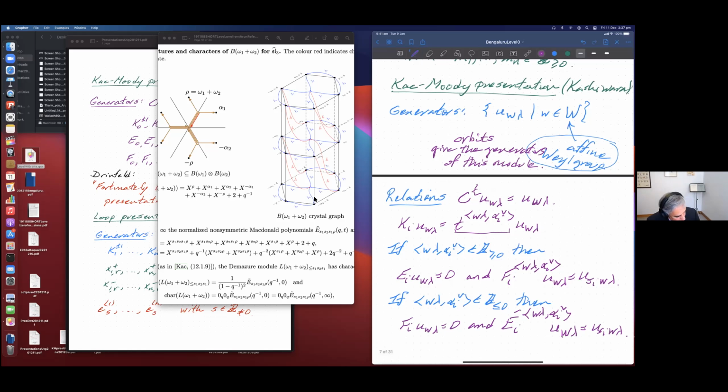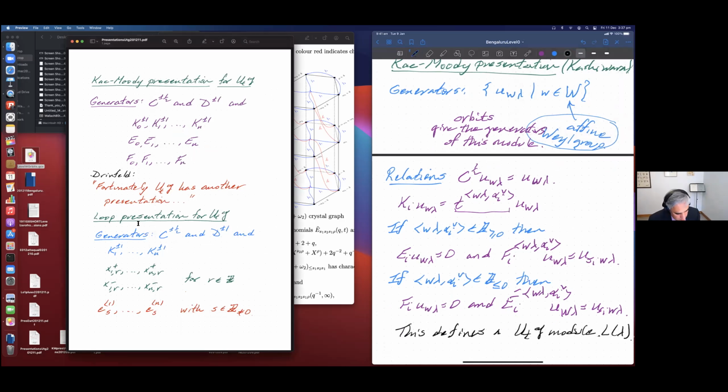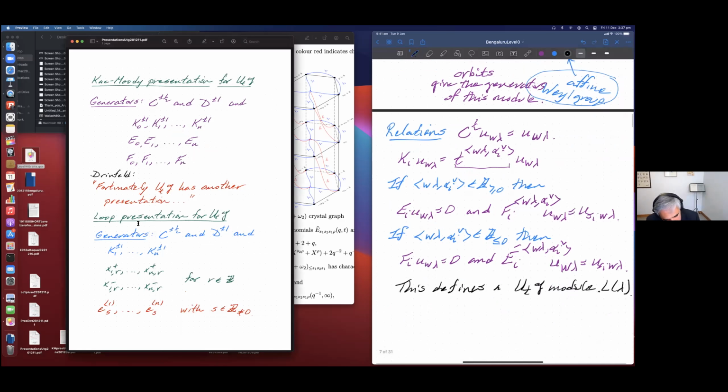So this defines a module for the quantum affine algebra. And this is the module that we call L lambda. All right, so it's a very explicit module at this point.